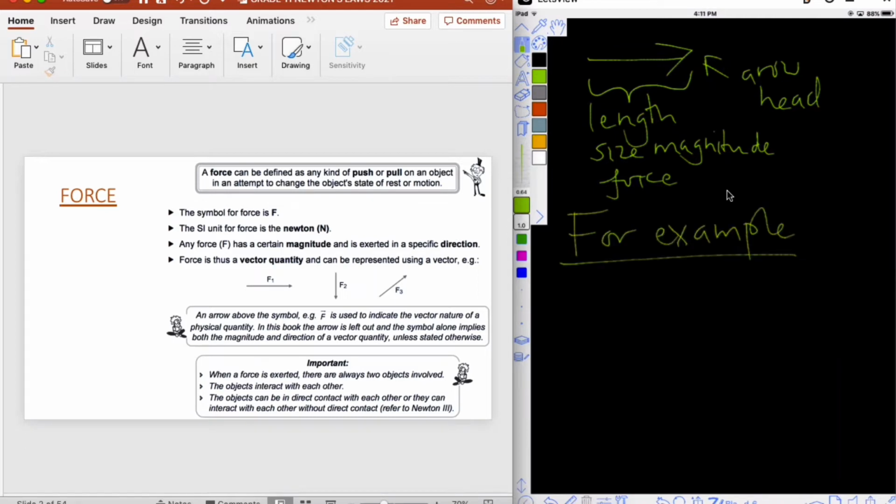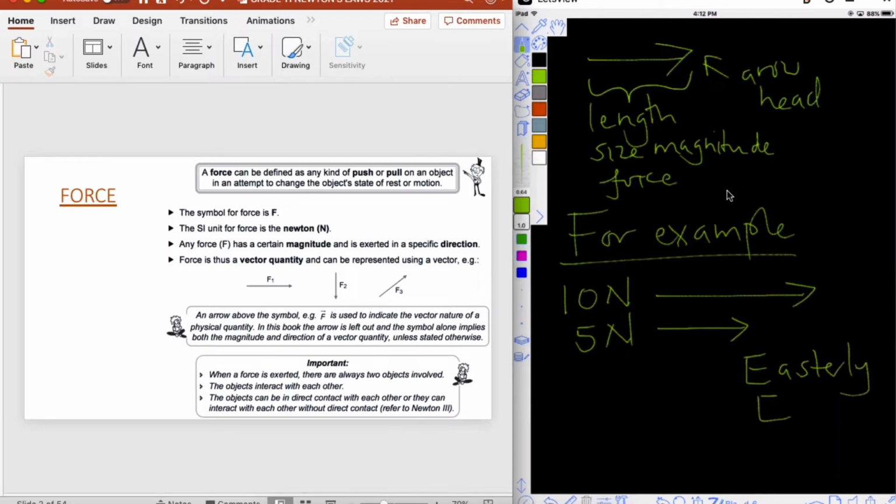For example, if you want to represent a 10 Newton force, you can represent it using this arrow. However, if you want to represent a 5 Newton force, then you can represent it using the below arrow. As you can see from the two arrows that I have just drawn, the first arrow, which represents the 10 Newton force, is longer than the 5 Newton force. In actual fact, the 5 Newton force is half the 10 Newton force, because 10 newtons is twice the size or the magnitude of 5 newtons. In as far as the direction is concerned, both forces are in the same direction. In other words, they are all in the easterly direction, or to the east or to the right.